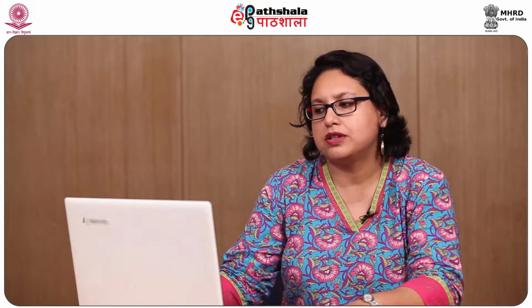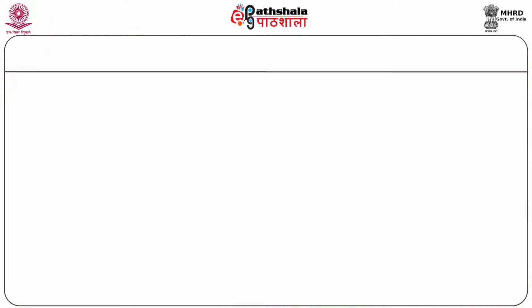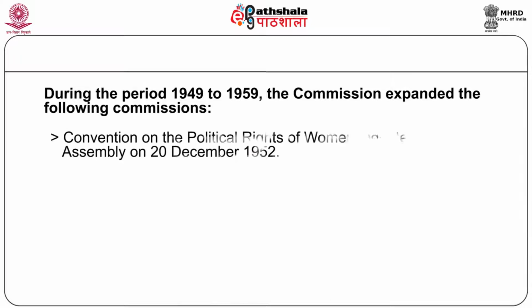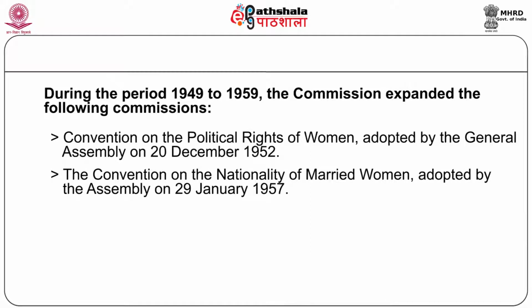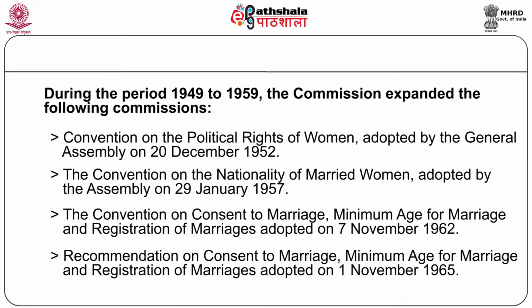During the period 1949 to 1959, that is the decade immediately before this particular resolution took place, the Commission developed the following conventions. First, the Convention on the Political Rights of Women, adopted by the General Assembly on 20th December 1952. Second, the Convention on the Nationality of Married Women, adopted by the Assembly on 29 January 1957. Third, the Convention on Consent to Marriage, Minimum Age for Marriage and the Registration of Marriages, adopted on 7th November 1962. And finally, the Recommendation on Consent to Marriage, Minimum Age for Marriage and Registration of Marriages, adopted again on 1st November 1965.